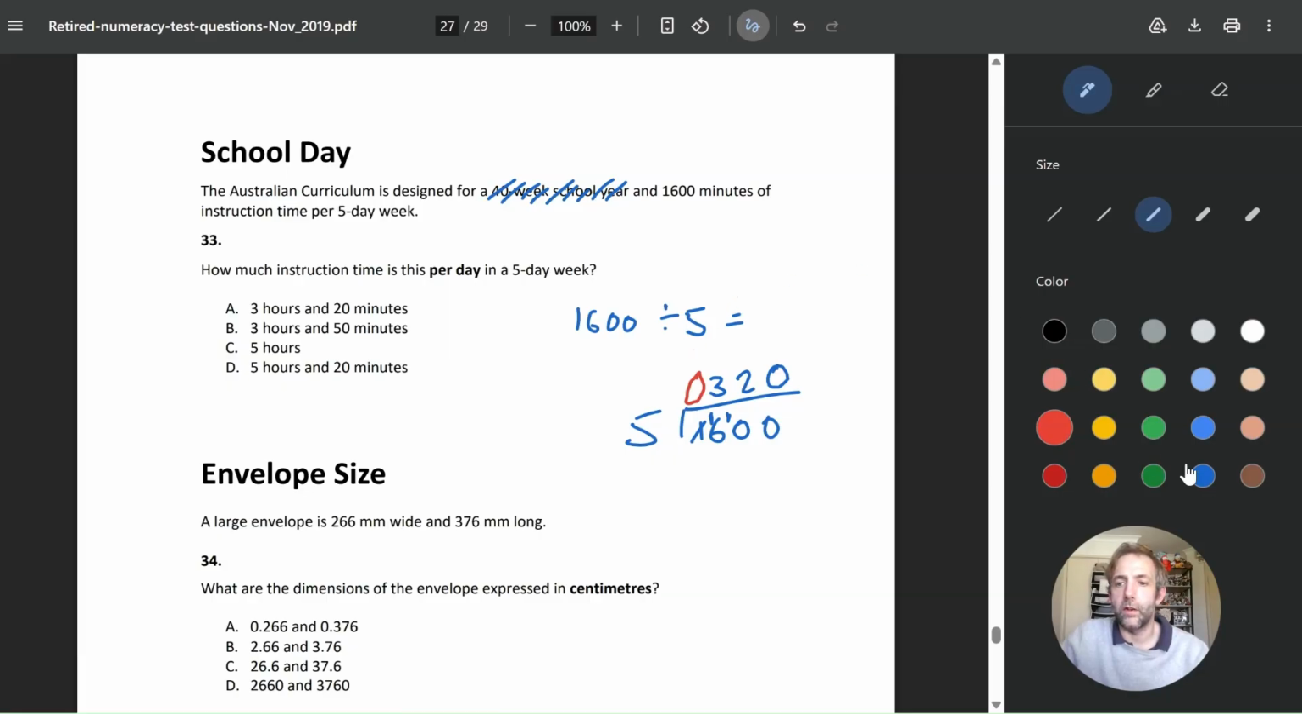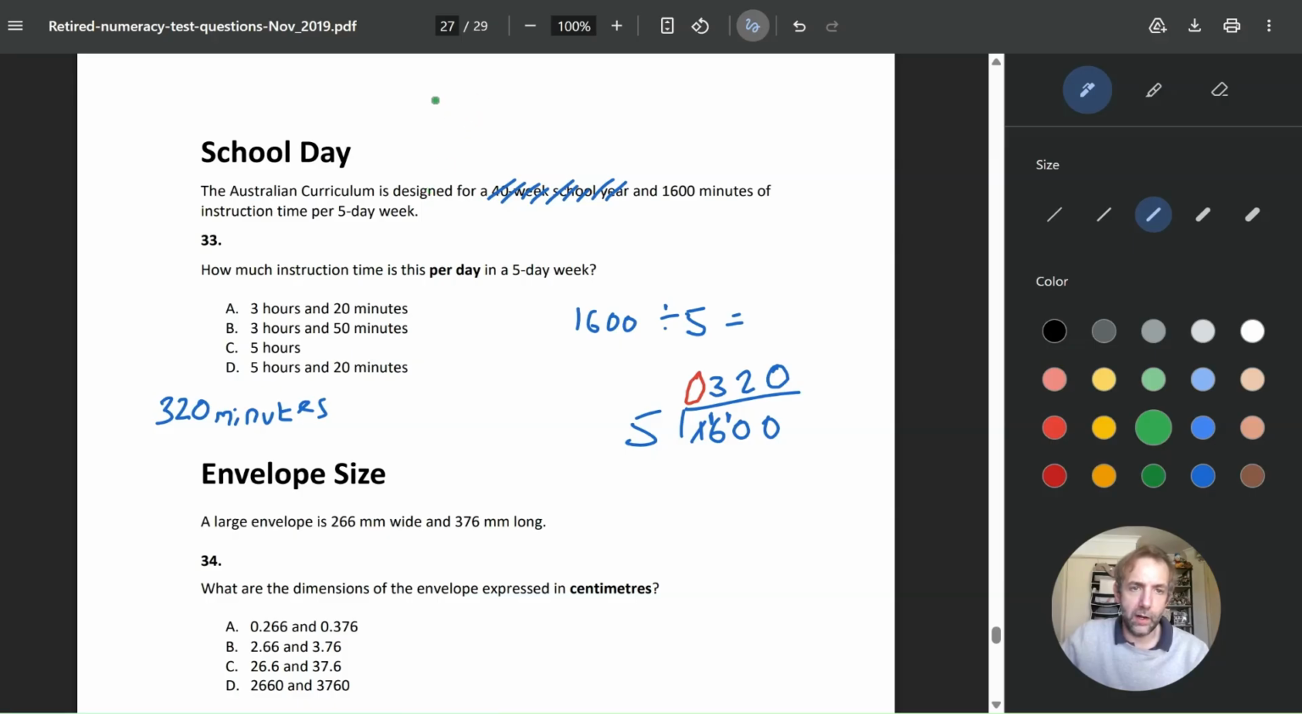I've still got 320 minutes. So just be careful, because that's your answer in minutes. We want to break this into hours and minutes as well. So it's important to know that there are 60 minutes in an hour.